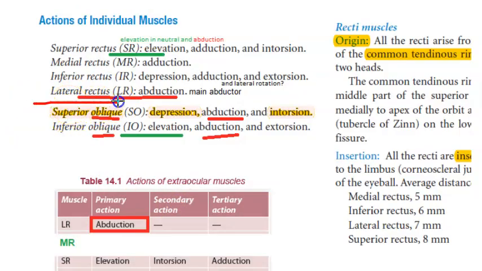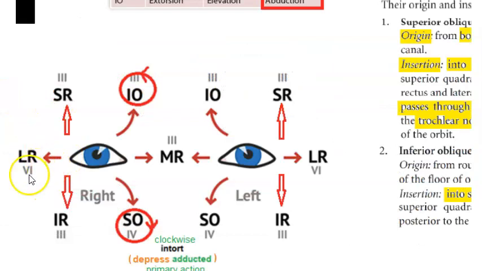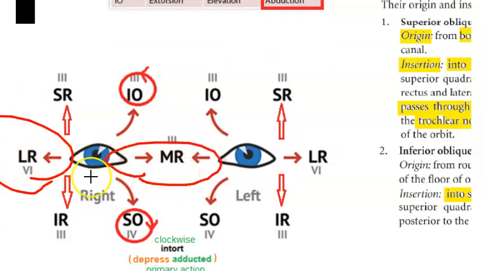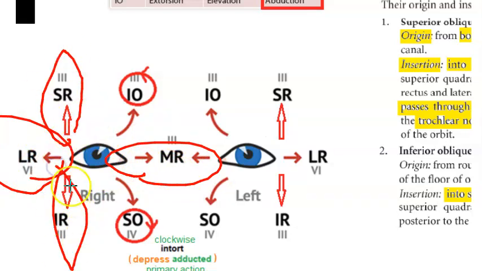Action of individual muscles: lateral rectus, medial rectus, no confusion. This one does abduction, this one does adduction, no confusion. So it's shown here. Medial will pull medially, lateral will pull laterally. Then here you have superior rectus, inferior rectus. Again, superior, inferior, same position they have taken.